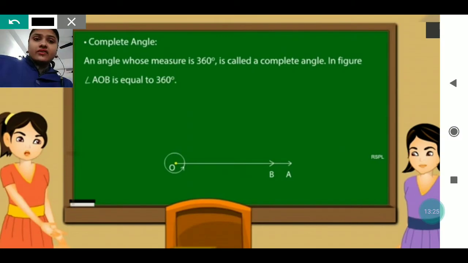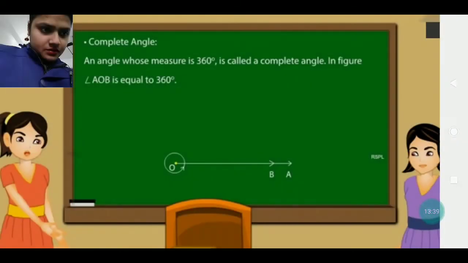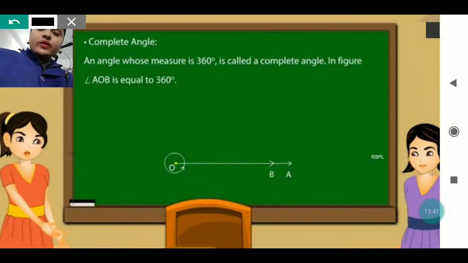Another one which we have is a complete angle. A complete angle is an angle whose measure is exactly 360. In the same way as 180, when you are measuring any angle and you are getting exactly 360, then it is called a complete angle.